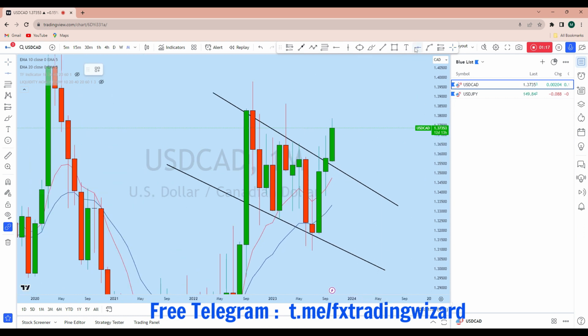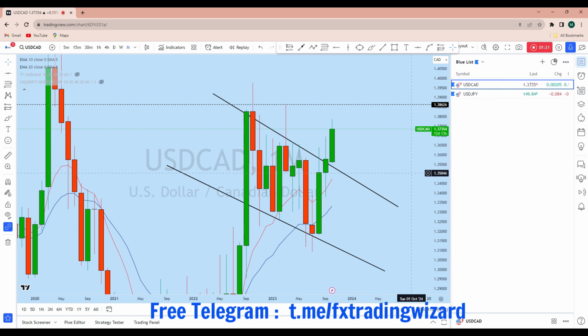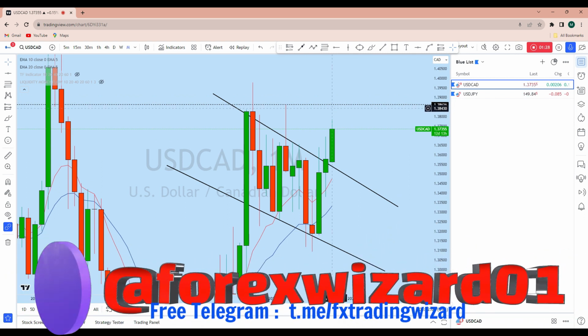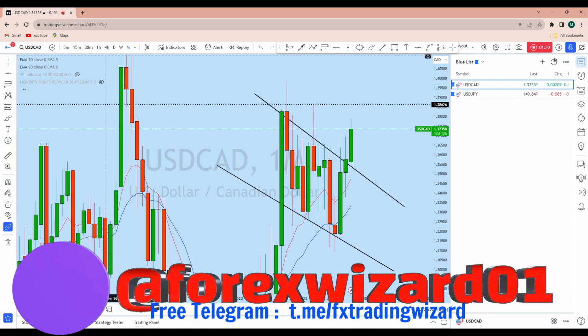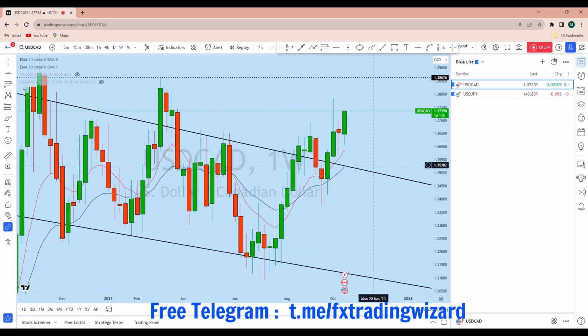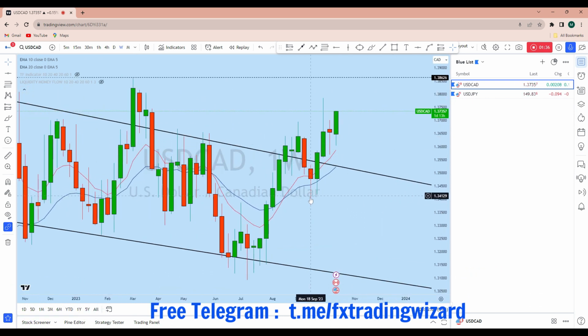The nearest level of resistance that we can see on dollar CAD is at 1.3862. So we could see further upside. At least we could see that dollar CAD is trying to break this resistance level. Now if we look at the weekly time frame, the previous week was a narrow doji, also in this weekly bull market.